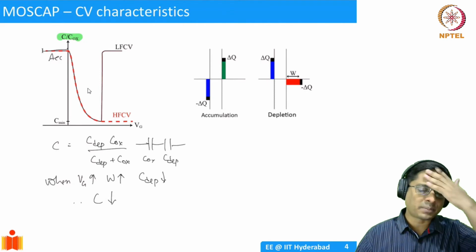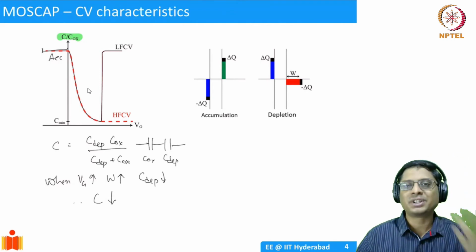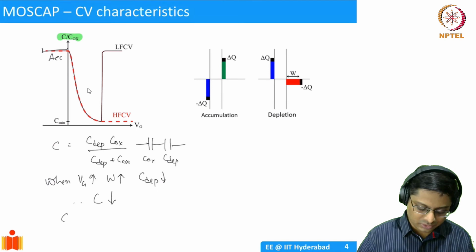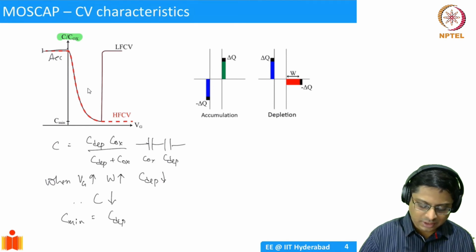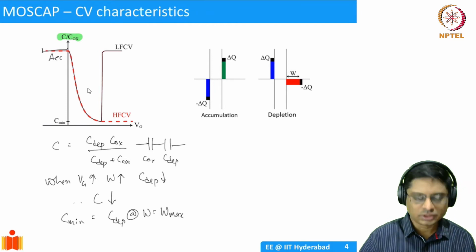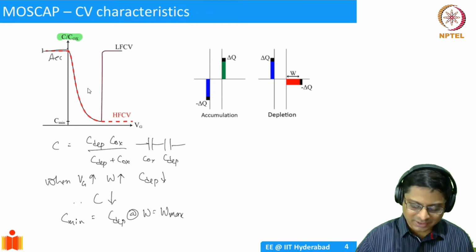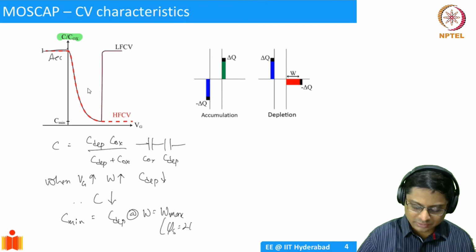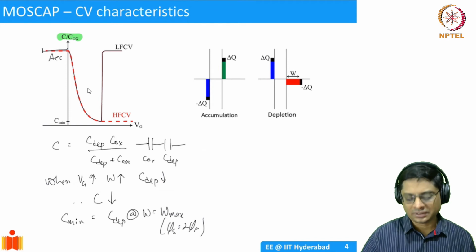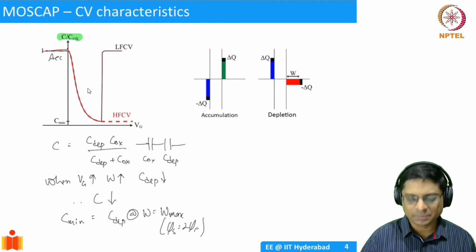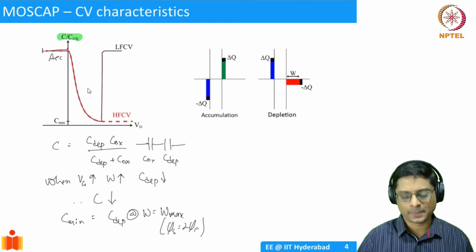So the minimum value of capacitance you will get when you get the maximum depletion width, right? So C min equals C depletion at W equals W max, whatever is the maximum depletion width. W max occurs when phi s equals phi f. You have the maximum depletion width, and if you calculate the C depletion at that point, you will get the C minimum. Okay.